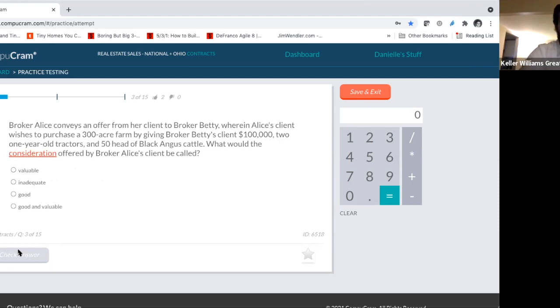All right, question number 3. Broker Alice conveys an offer from her clients to broker Betty, wherein Alice wishes to purchase a 300-acre farm by giving broker Betty's client $100,000, 2 one-year-old tractors, and 50 head of Angus cattle. What would the consideration offered by Alice's client be called? Would it be A, valuable, B, inadequate, C, good, or D, good and valuable?